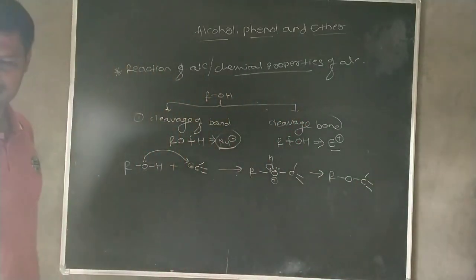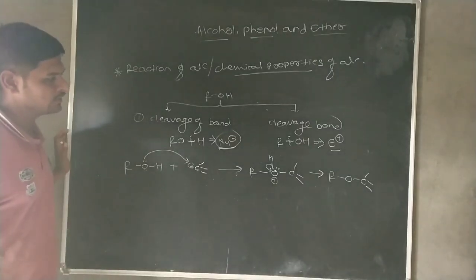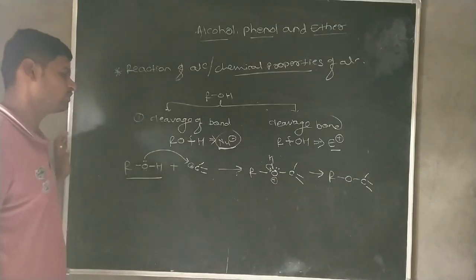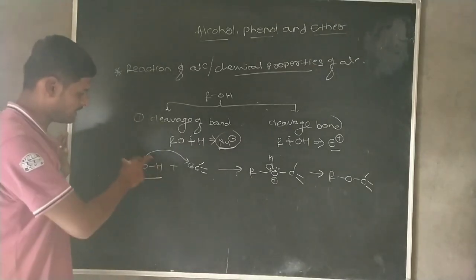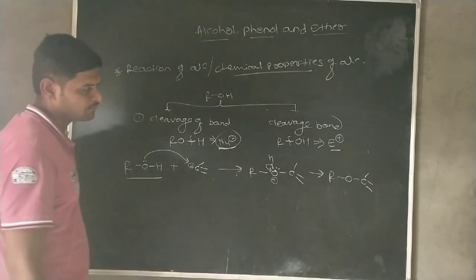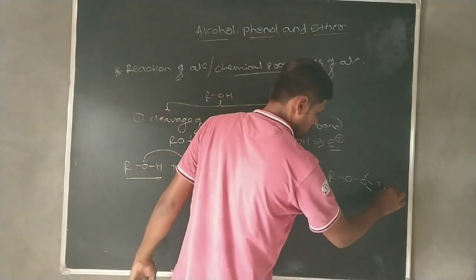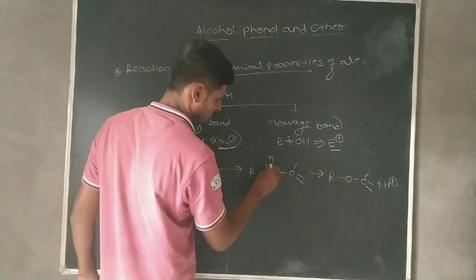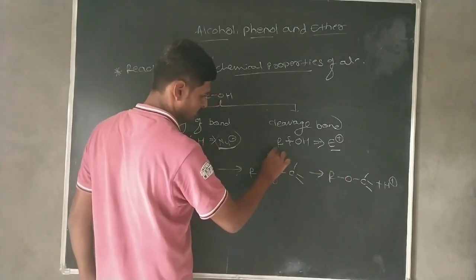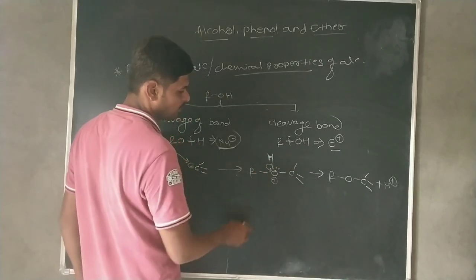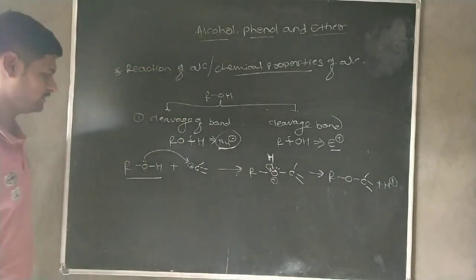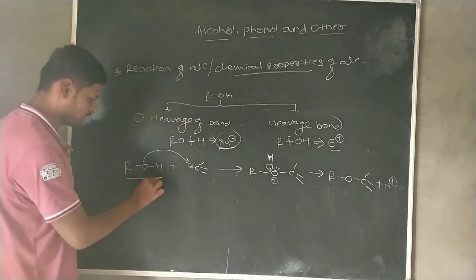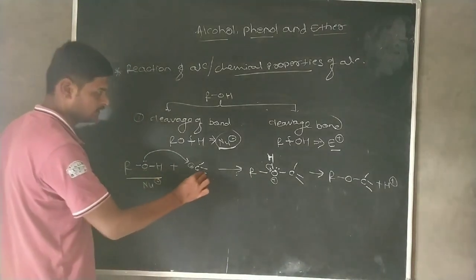Okay, this is the mechanism of alcohol acting as a nucleophile. After formation of ether, there is a formation of H plus ion. This H plus ion is generated from this hydrogen atom after delocalization of the bond on the oxygen atom. Because in this case, this alcohol acts as a nucleophile. This is the electrophile.